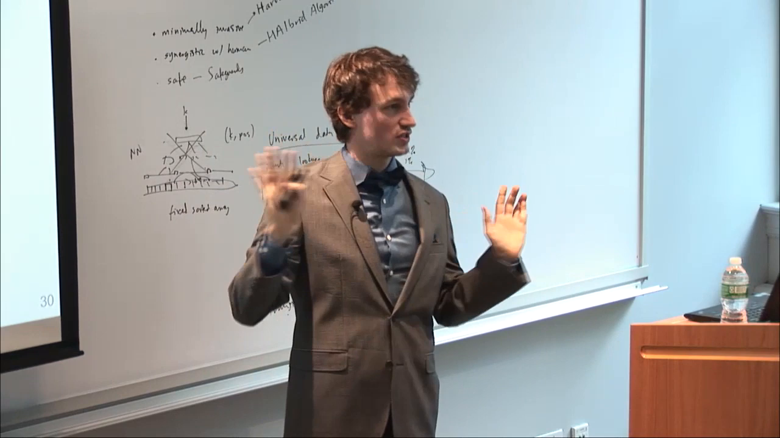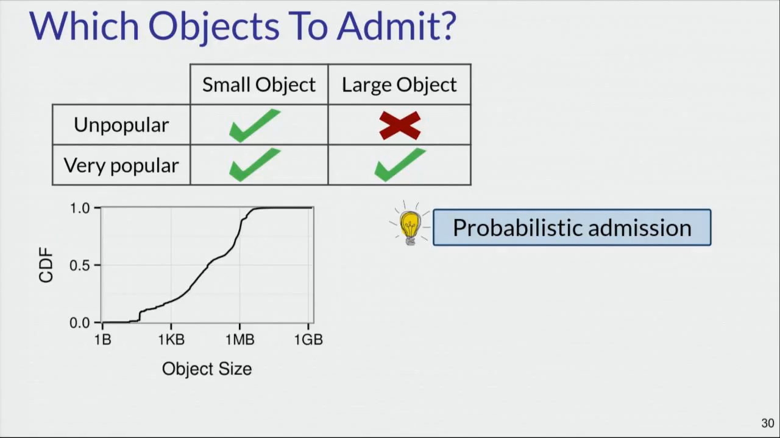However, there's actually a pretty easy solution to this. We propose, why don't we use probabilistic admission? What do I mean by this? Well, we define a curve that defines the admission probability for different object sizes. If you're small, you will have a high admission probability. So basically, you get into the cache on your first try.